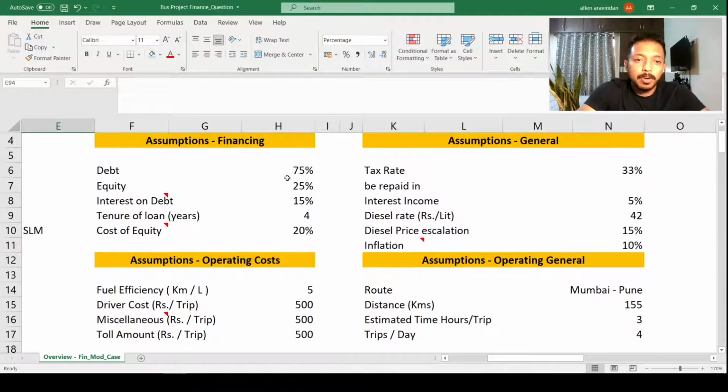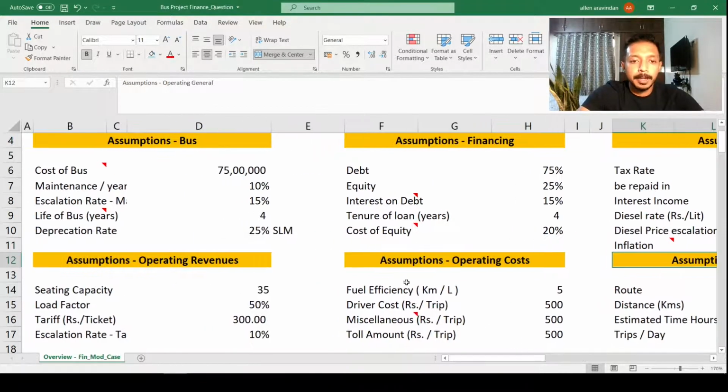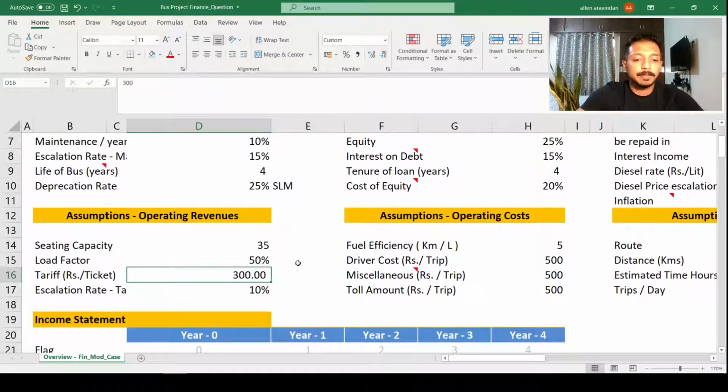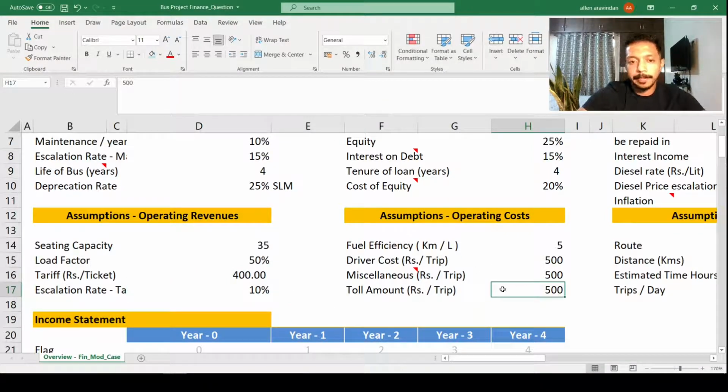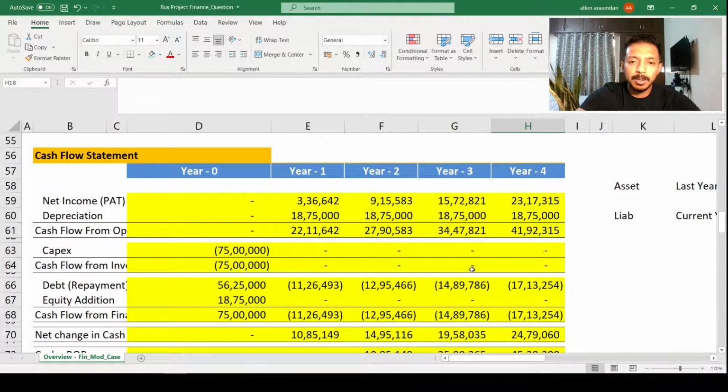Right now, you could obviously go in your model and change assumptions. For example, the diesel rate, if I take it for about $80 for now, right, and try to reduce the escalation, because the diesel rates in India have actually just recently increased. The inflation rate, we can take it as 6% for now, right? I'm going to change the tariff to about 400, which is the current rate, and yeah, the total amount can be taken as about 800. And you could see what actually changed in the model.